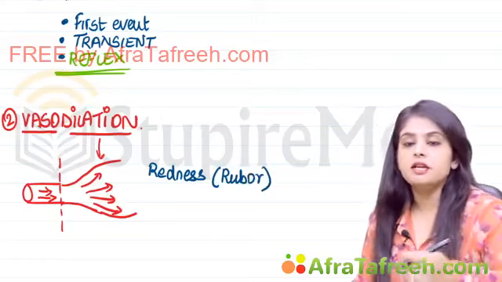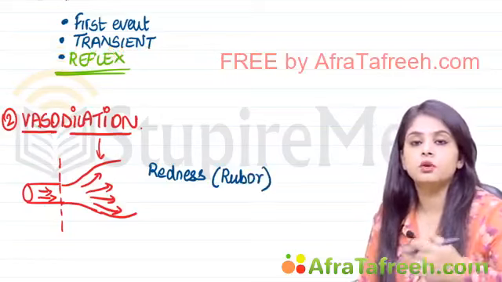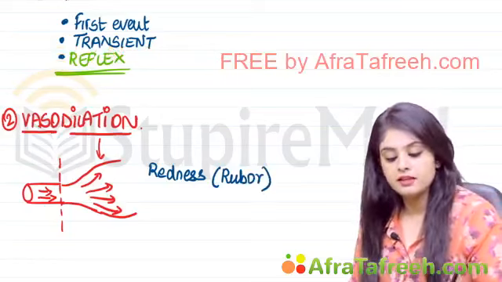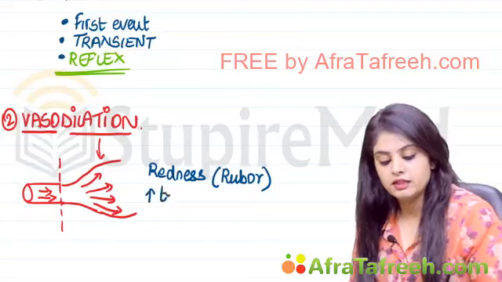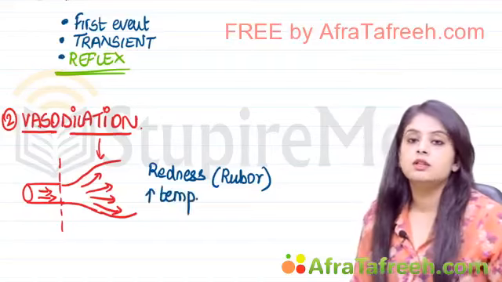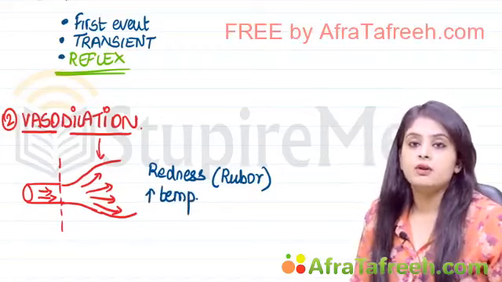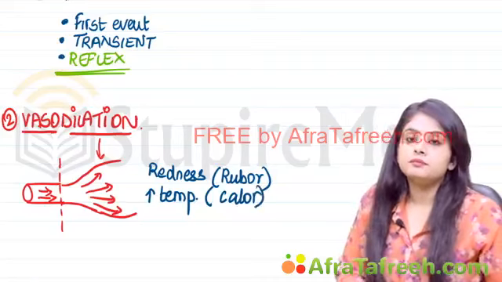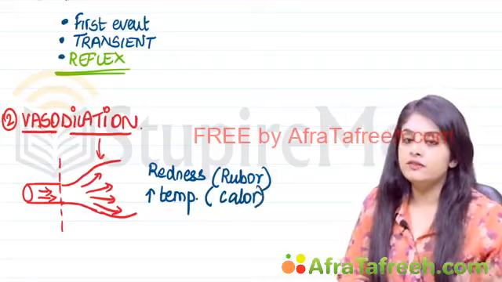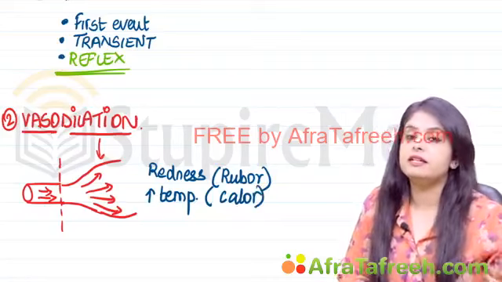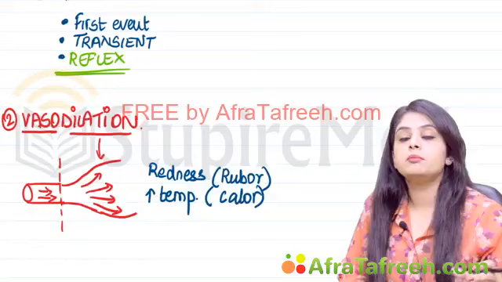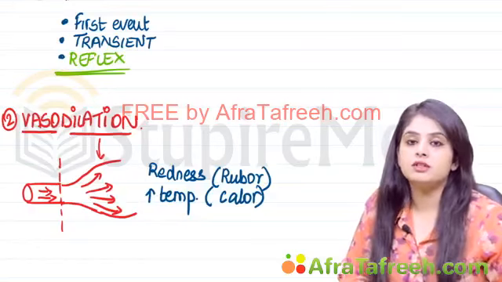Second, if the blood supply to a tissue or an organ increases, what will happen to the local temperature of that organ? There is going to be, correct, an increase in temperature. Which cardinal sign are we talking about now? Remember, increase in temperature was calor. So 2 cardinal signs we've done. We've done rubor, that is redness. We've done temperature increase, that is calor. All of this is happening because of vasodilation.